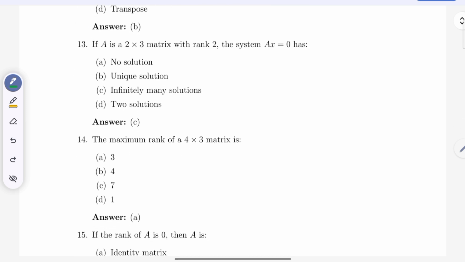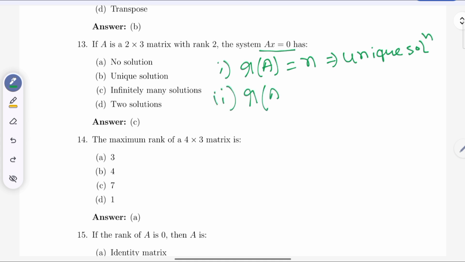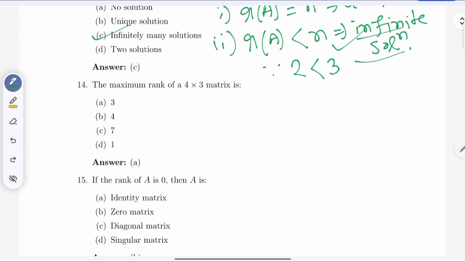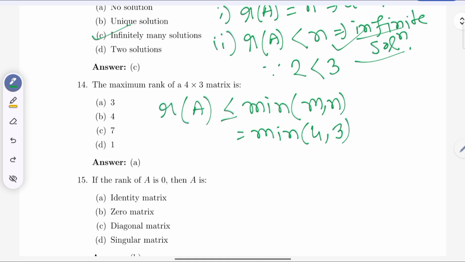If A is a 2 by 3 matrix with rank 2, then the system has, so if rank of A, we know that we have two cases. If rank of A equals n, then there is a unique solution, and this is for the homogeneous case, that is Ax equals 0, and if rank of A is less than n, then there are infinitely many solutions. So in this case you can see that n equals 3 and rank is 2, which is less than 3. So infinitely many solutions. Option C. Maximum rank of a 4 by 3 matrix. You know that rank of A is always less than or equal to the minimum of m and n. So it will be option A.